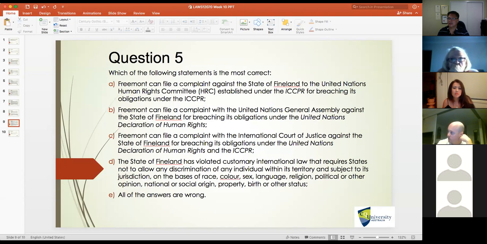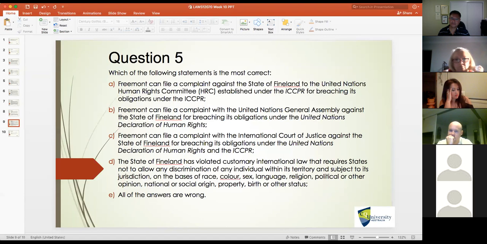Would somebody care to explain his or her answer? I'll go. So I ruled out B because the declaration is not binding. That's right. I ruled out the customary international law issue because that hasn't yet come into customary international law.